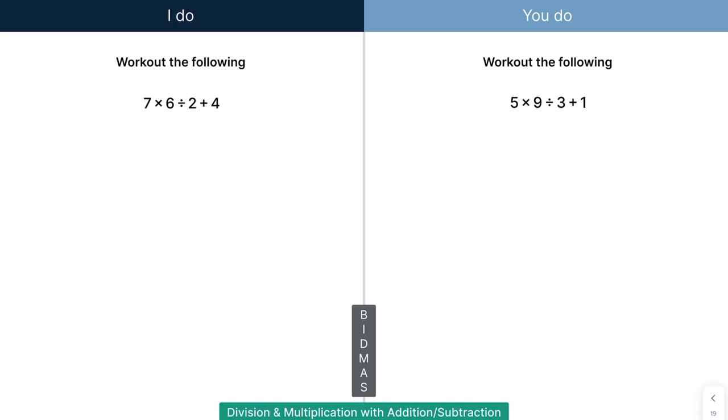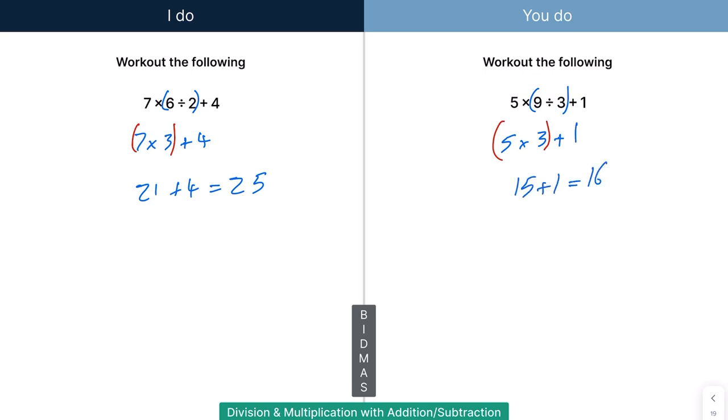So looking at this, I know I need to do the division first according to BIDMAS, so I'm going to do 7 times 6 divided by 2, that is 3. And if I use a different color here, I know I need to multiply first, so that is 7, 14, 21 plus 4, and that gives me the answer as 25. So again, hopefully you've pressed pause and had a go. So division first, so 5 times 9 divided by 3 is 3 plus 1. And then we have the multiplication again, according to BIDMAS first, 15 plus 1, which is 16.